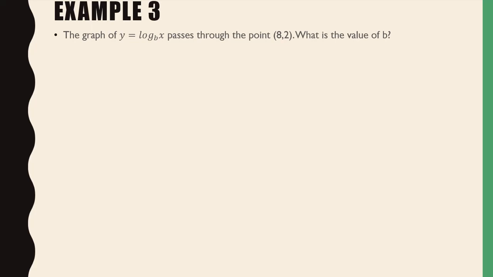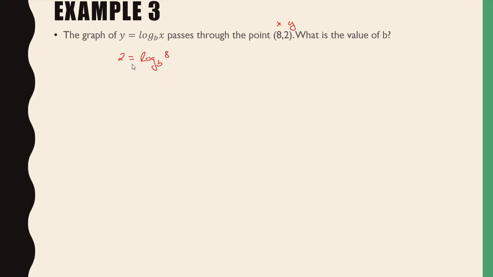So let's look at something a little bit different. We have the graph of y equals log base b of x passes through the point (8, 2). What is the value of b? We're given some information that we're going to have to substitute back into this equation. So x is 8 and y is 2 based on this coordinate point. I'm going to substitute those into my equation. So y is 2, log base b, and then x is 8.